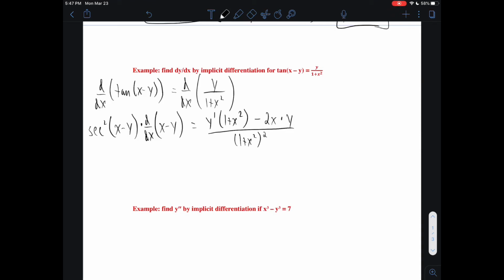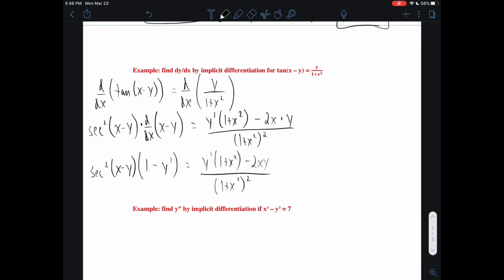So now going back to the left-hand side, we have the derivative with respect to x of x minus y. The derivative of x is just 1, and the derivative of y is just y prime. And then on the right-hand side, we've got y prime times 1 plus x squared minus 2xy, divided by 1 plus x squared squared.